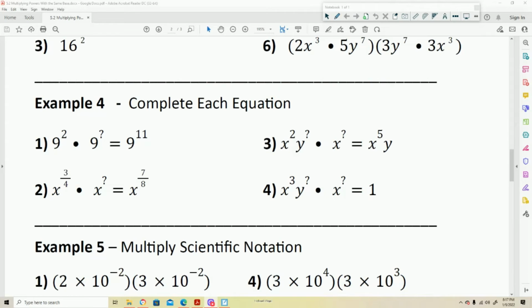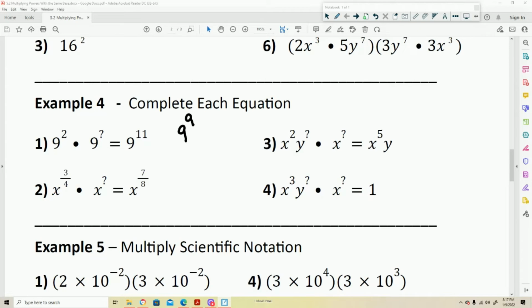Okay, example 4, we're just going to find the missing exponent. Now these can be pretty simple. They can be tricky every now and then, but for the most part they're pretty simple. So this first one we're going to look and see what this exponent has to be. Notice we have the same bases, so we have to add to get this. So 2 plus what is 11? Well, that's going to be 9. And so the exponent is 9. If you want to, you can certainly write 9 to the 9th power, but we're just looking for that exponent, so you don't have to have that. We just need a 9 there.